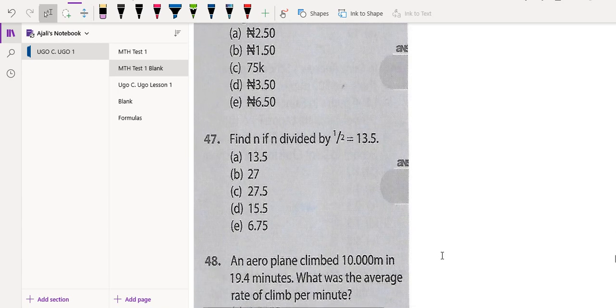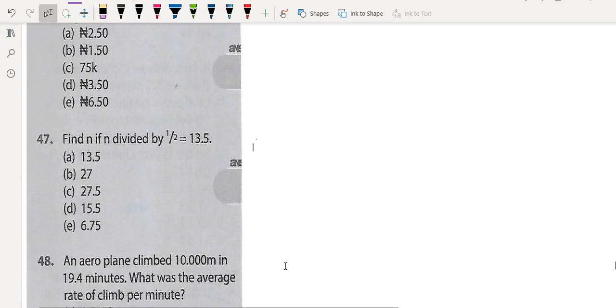Find n if n divided by 1/2 is equal to 13.5. Okay, n divided by 1/2 is what?